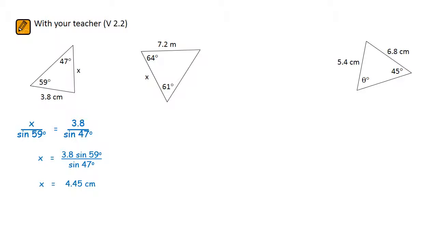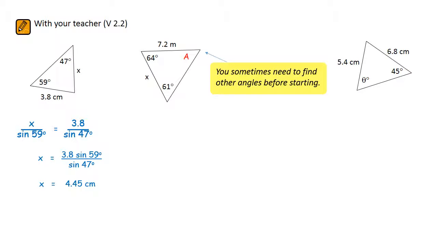In this second one, you'll notice that it's very difficult to set up, because you want to say x over the sine of the angle opposite it, but we don't know that angle. So sometimes it's necessary to find out other angles before you can start doing the question. We need to find out what angle is opposite side x before we start. We can do that quite simply because we know two other angles, and so we can work out the third one because the angles in the triangle add up to 180 degrees. Do some simple arithmetic there, and we'll find out that angle A is equal to 55 degrees.